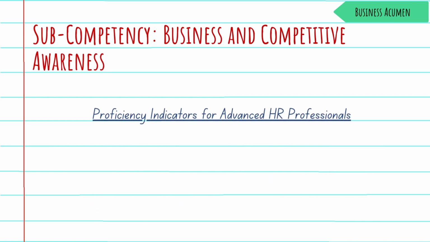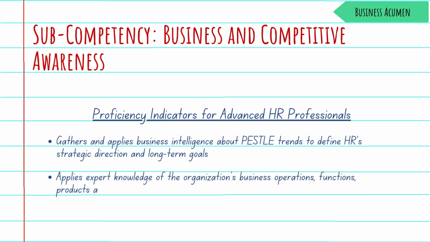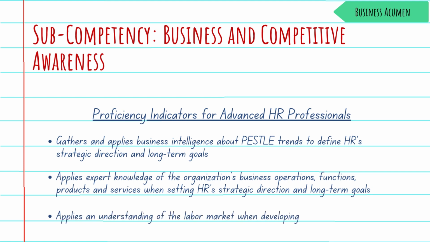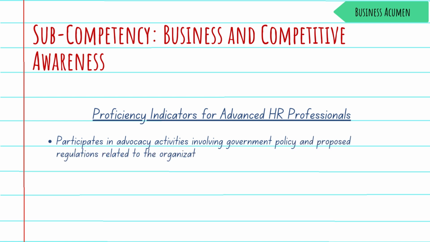Proficiency indicators for advanced HR professionals include gathering and applying business intelligence about PESTLE trends to define HR's strategic direction and long-term goals, applying expert knowledge of the organization's business operations, functions, products, and services when setting HR's strategic direction and long-term goals, applying an understanding of the labor market when developing a strategy to manage and compete for talent, and participating in advocacy activities involving government policy and proposed regulations related to the organization's HR strategies and long-term goals.